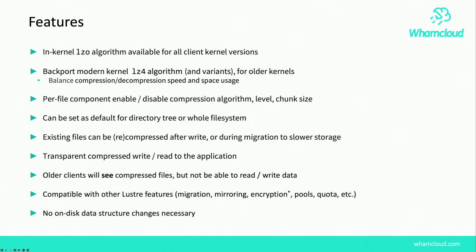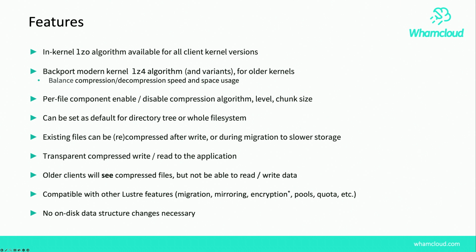Some of the features that we have: right now we fully support in-kernel LZO algorithms. We have backported more modern kernel LZ4 algorithms and variants for older kernels. This allows us to bolt LZ4 support into older kernels which may not have that support yet, which is nice because it's a reasonably good compression algorithm. Per file component, you can enable or disable the compression algorithm and level for each chunk that you're storing. This is useful because you can tailor your compression needs on a per chunk basis.